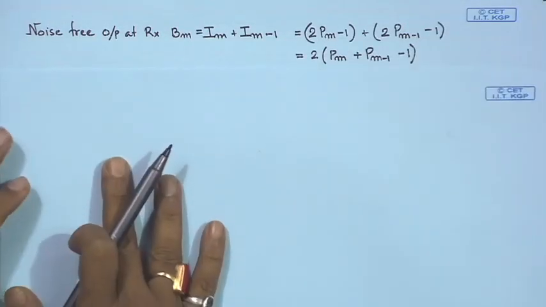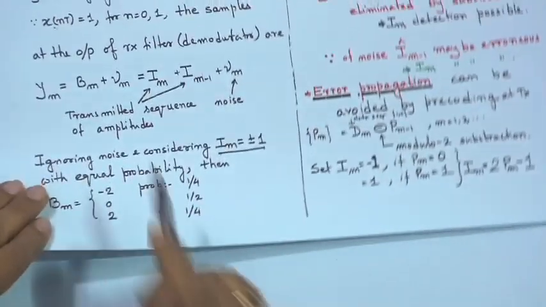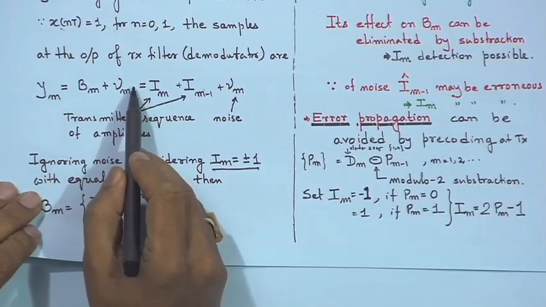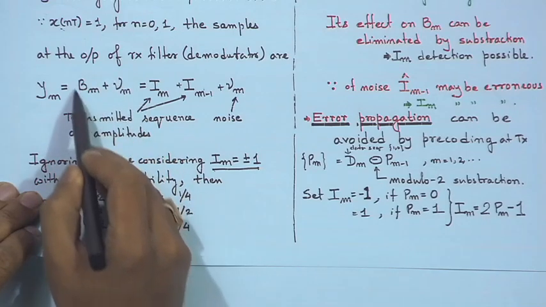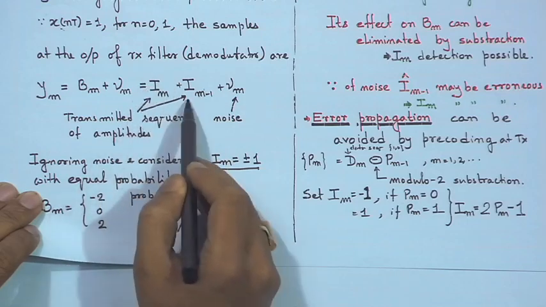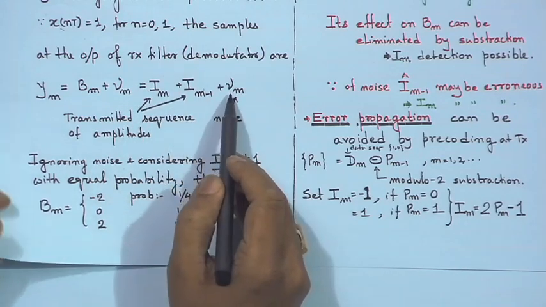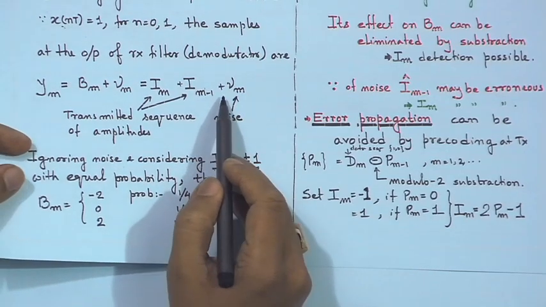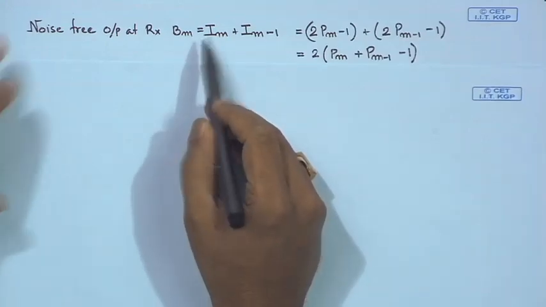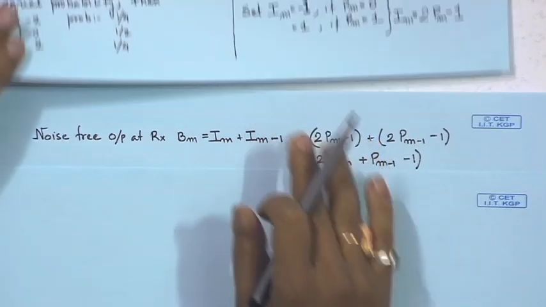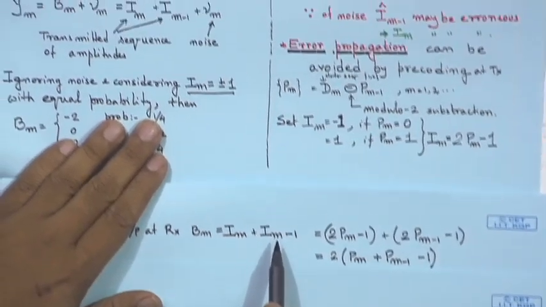Now, the noise free output at the receiver. You would recall that the received signal is this. Noise free means I am looking at B m only, right. That means I am looking at this and not at this. As I said, we want to construct the receiver by focusing on this and not on the noise, and then the noise would affect our decisions, of course. So, B m is equal to I m plus I m minus 1.